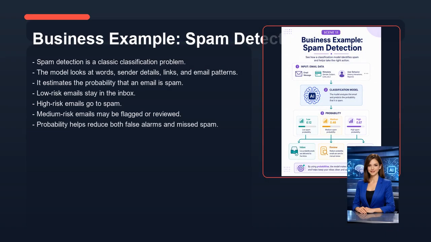Now let's look at a business example, spam detection. Spam detection is a classic classification problem. The model looks at words, sender details, links, and email patterns. It estimates the probability that an email is spam. Low-risk emails stay in the inbox. High-risk emails go to spam. Medium-risk emails may be flagged or reviewed. Probability helps reduce both false alarms and missed spam.